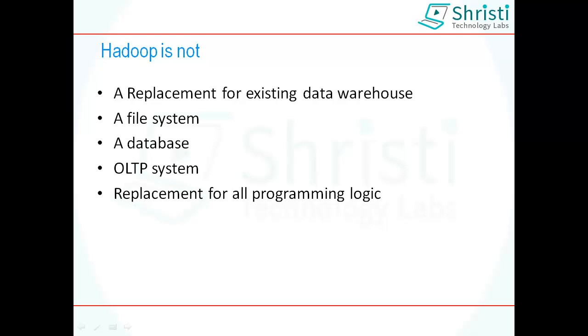Hadoop is not a replacement for a data warehousing system, but you could use it as one. It's not a file system; it will not replace your hard disk. It's not a database, although it has database-like features. And it's not online processing.